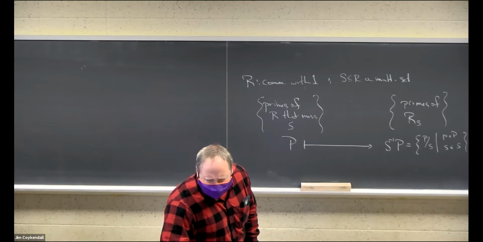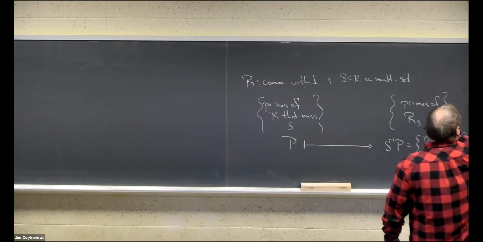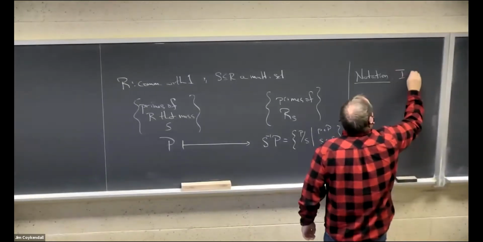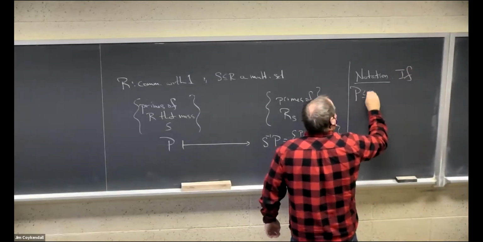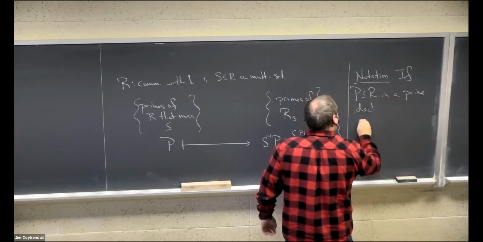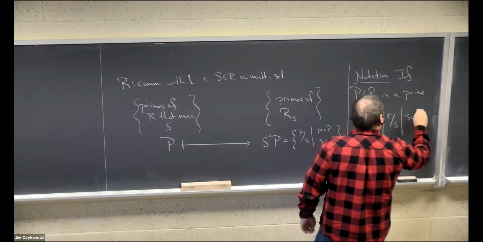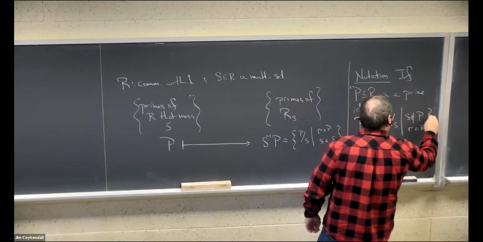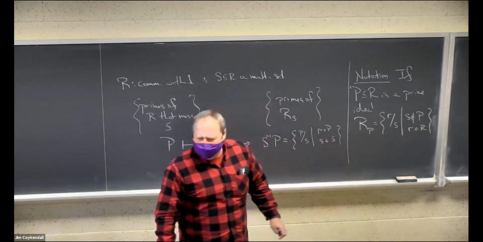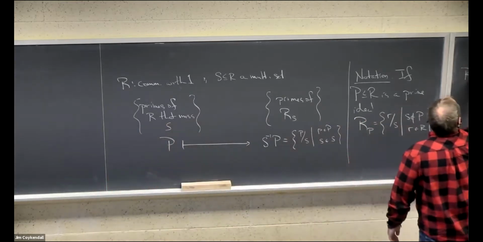So this is the last thing that we talked about. And you have this notational convention. This was called the localization of R at a prime ideal. And we also have this.